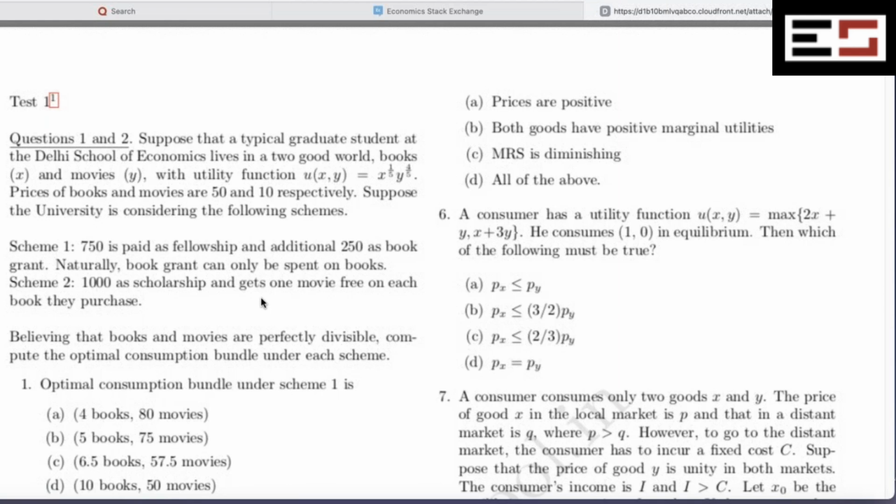The other scheme the university is considering is to pay the student 1,000 as scholarship, and also, just to incentivize students to buy books, to give one movie free on every book the student purchases. We have to figure out the optimal consumption bundle of the student under scheme 1 and under scheme 2. So let us do this problem.